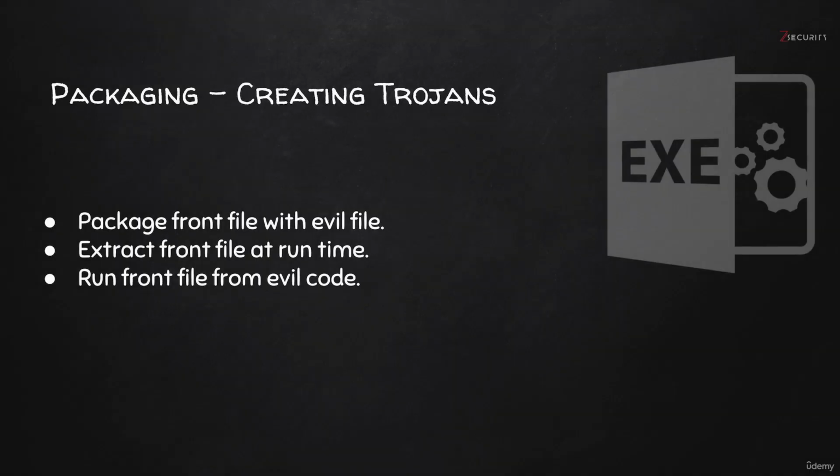An easier way is to literally package the front file with the evil file when we are converting the evil file to an exe. Then, when the evil file is executed, or the Trojan is executed, we're going to extract the front file, execute it and show it in the foreground, and then execute the evil code in the background. Now, this might sound a little bit complicated, but it's actually really easy. Let me show you how to do it in practice, and you'll see how simple it is.